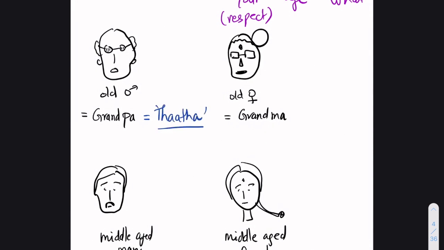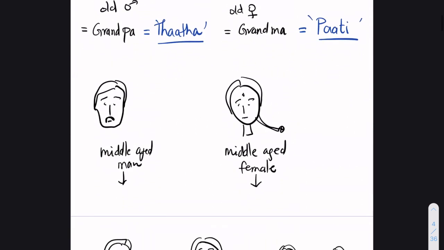A grandma is called paati. It is respectful and very traditional of us to address old people, an old man or an old woman, as thatha and paati, like our grandpa and grandma. But when you meet a middle-aged man or woman, we can use the word ayya. Ayya is a respectful term, again like ji. For a middle-aged woman, we use the word amma. Amma means mother. So we use ma or amma.